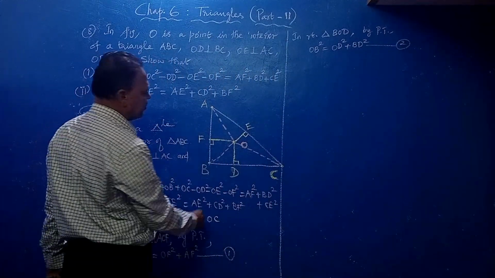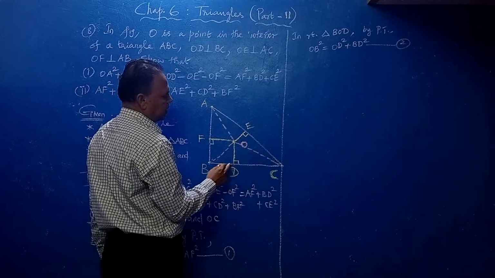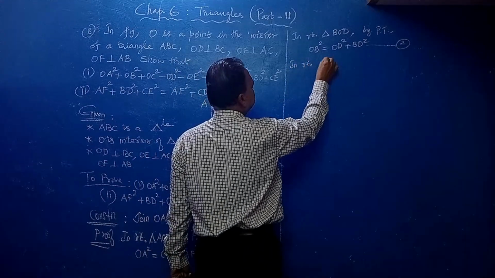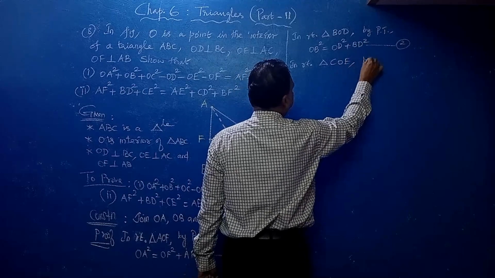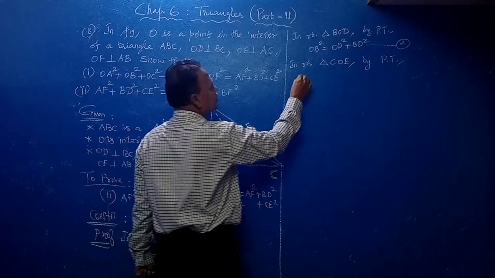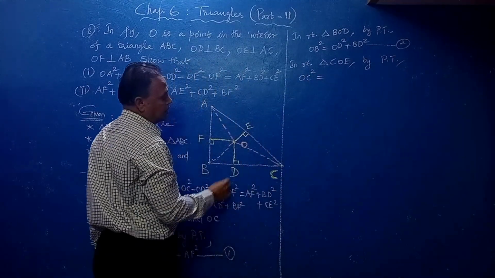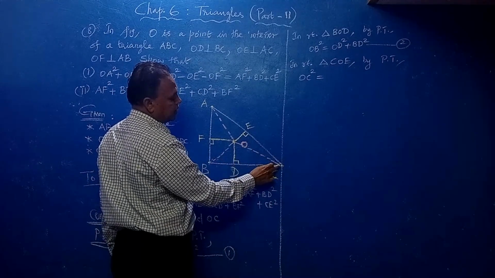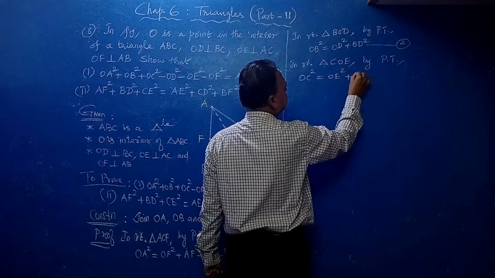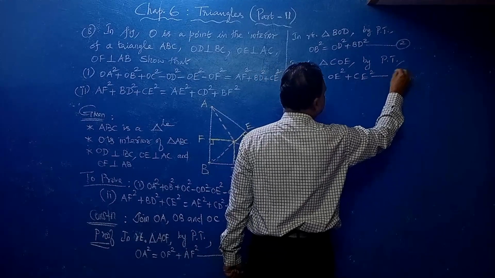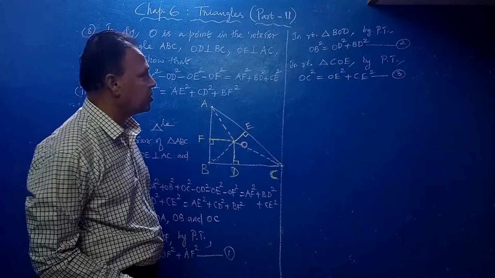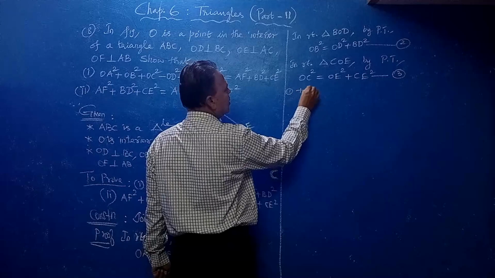Third one, CE squared. CE is involved in this right triangle. In right triangle COE, by PT, OC squared, the hypotenuse side squared, equal to OE squared plus CE squared. That is equation number 3. Now what you have to do is add all three, add 1 plus 2 plus 3.